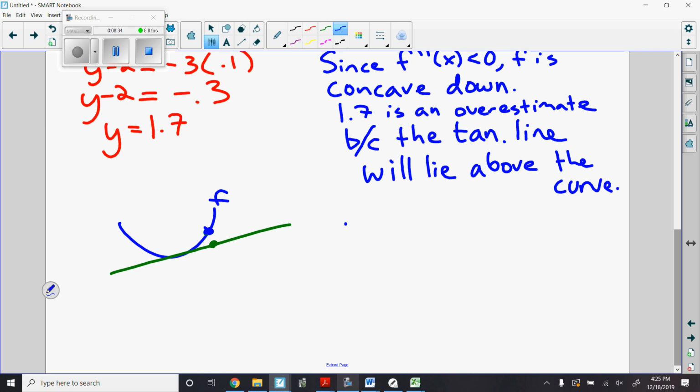So whenever I see this question, I always just figure out the concavity and then sketch it to remind myself, oh, is the tangent line going to be above or below the curve? Right? A little sketch helps me remember that.